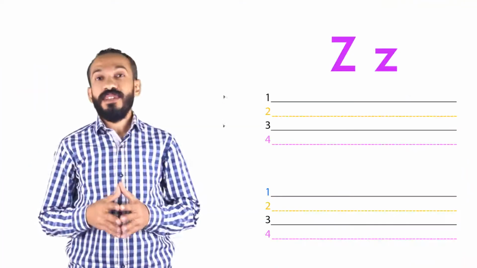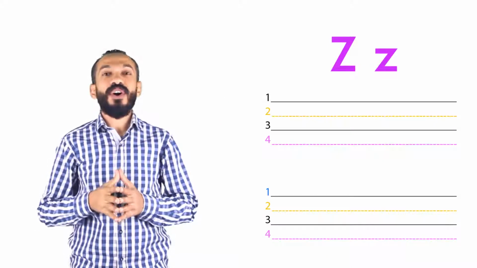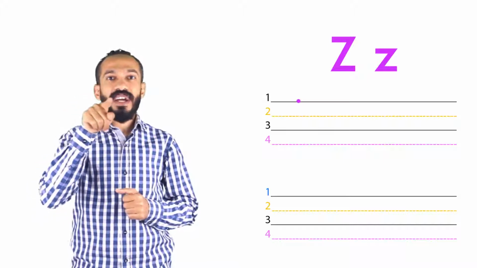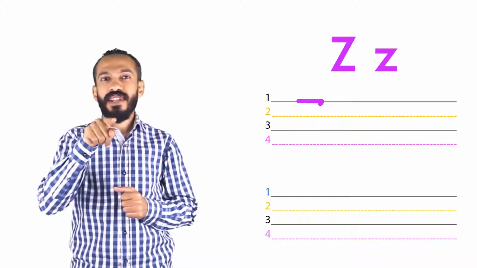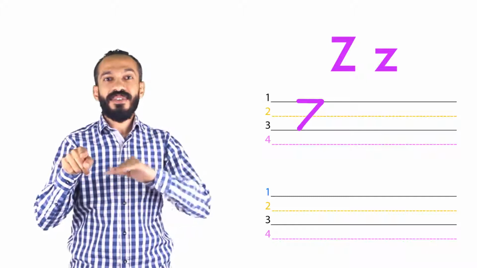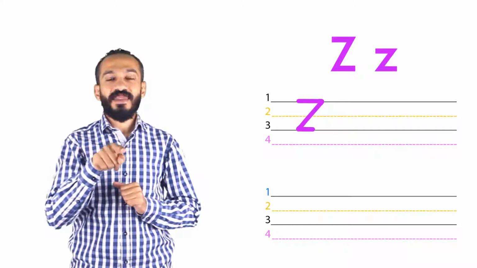In order to write an uppercase Z, it is a piece of cake. We draw it between the first and the third lines. First, we start with the horizontal line on the first line, and it starts from the left to the right. And then a leaning line from the right to the left between the first and the third lines, and then another horizontal line on the third line from the left to the right this way.